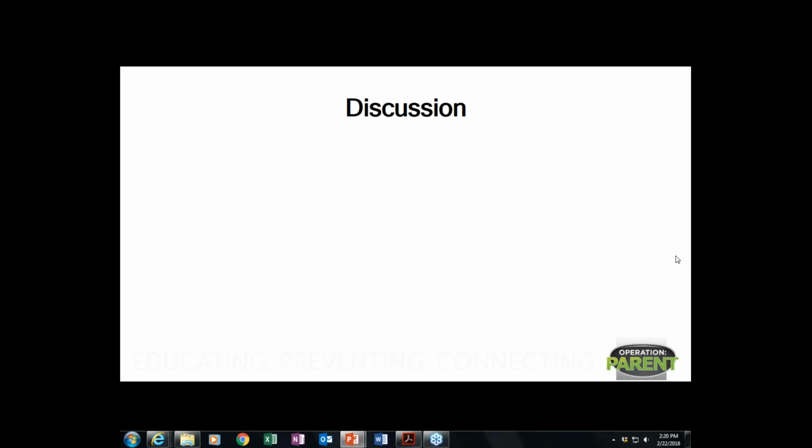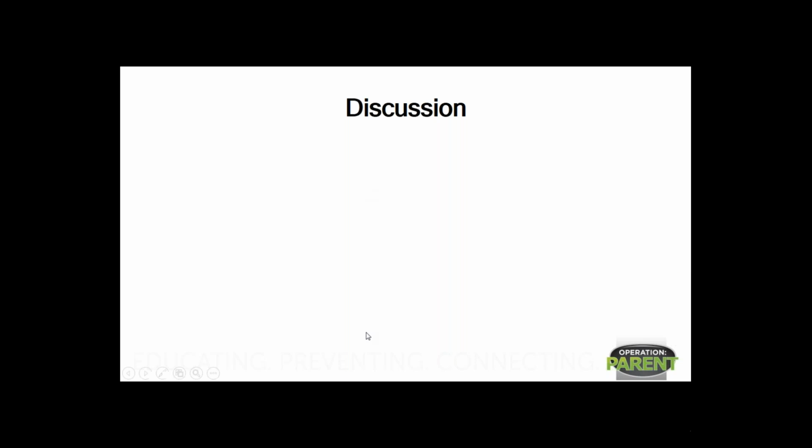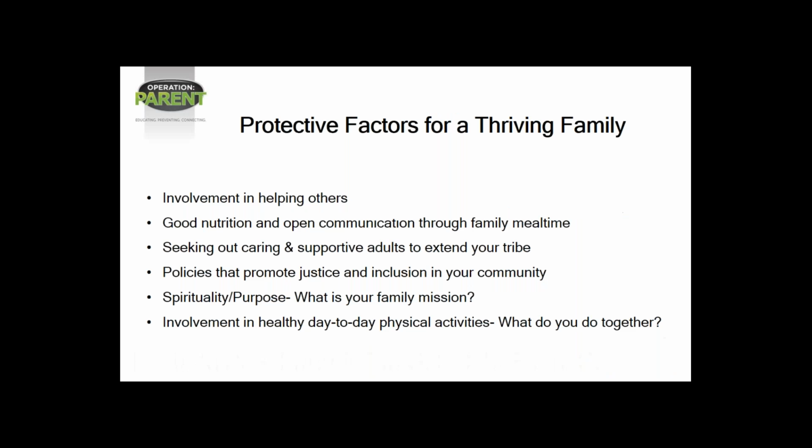Great, thank you all. So I said that we're going to talk about not just protective factors for ourselves, but also protective factors for a thriving family. And so, involvement in helping others is a great way to put a protective factor in place. And they're never too young. I have a 4-year-old, and I think that when she was about 2, we started doing the Salvation Army bell campaign, and she would just stand there and ring the bell and understand how to help others.